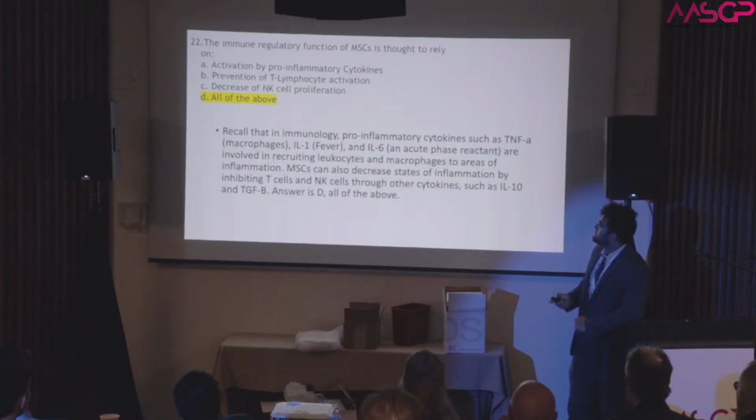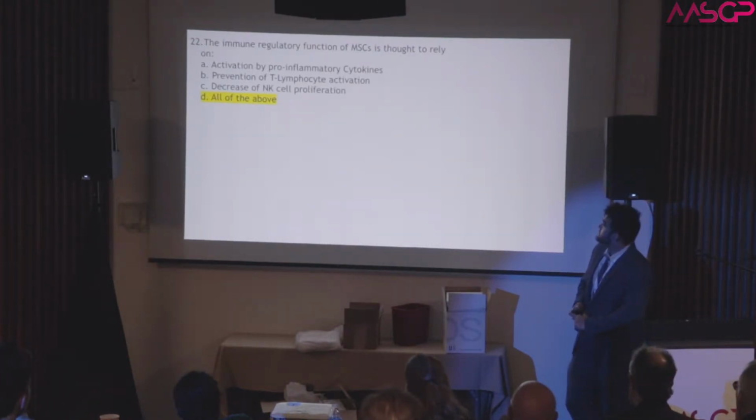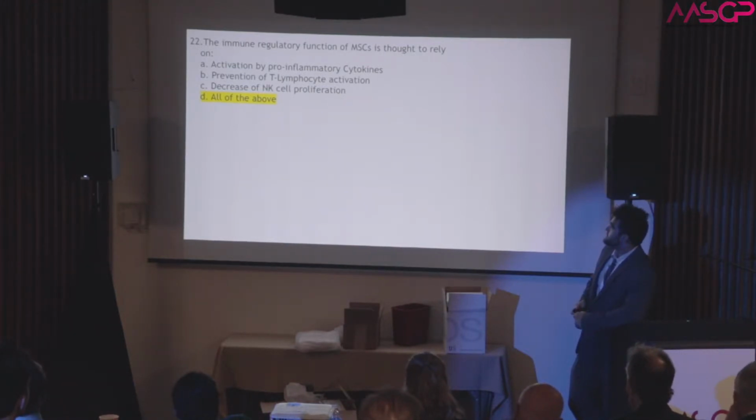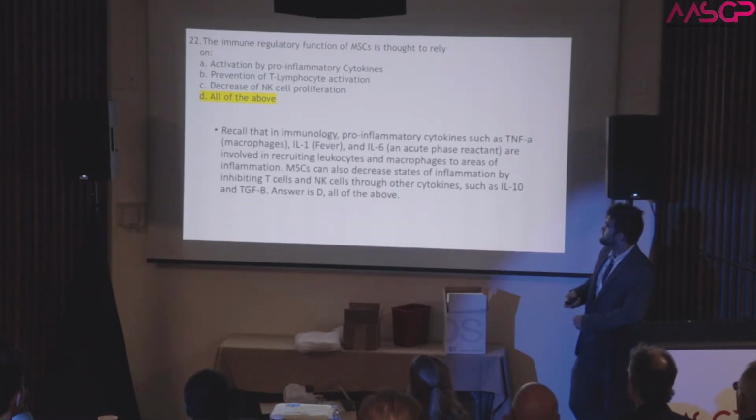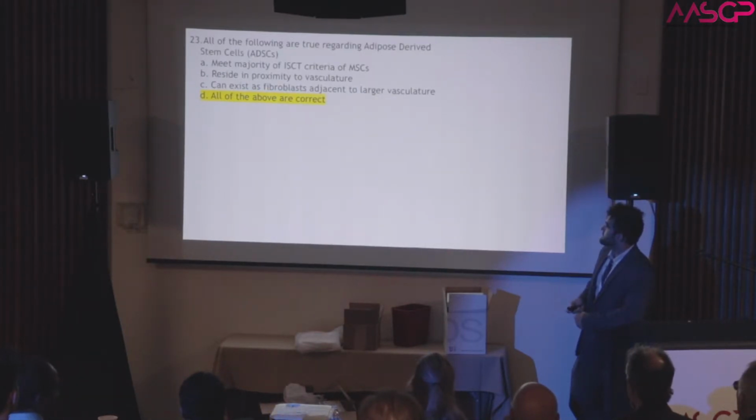The immune regulatory function of medicinal stem cells is thought to rely on all the following. So why are these all correct? Pro-inflammatory cytokines, IL-1, IL-6, TNF alpha. These are all things that are regulated by MSCs. Prevention of T lymphocyte activation, so stopping autoimmune reaction, and increasing natural killer cell proliferation. These are all things that are pro-immune regulatory.